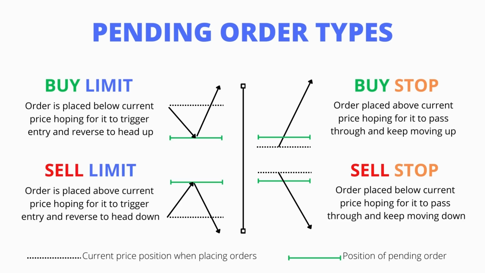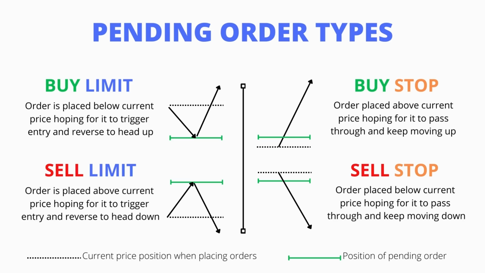So if you just look at the dotted lines, I've just simulated where current price position would be when placing these orders. So the green line is the position of your pending order. So price is currently above where your order is. You're expecting it to come down, knock you in, and then reverse and just head back up again. So just think of it as a boomerang.